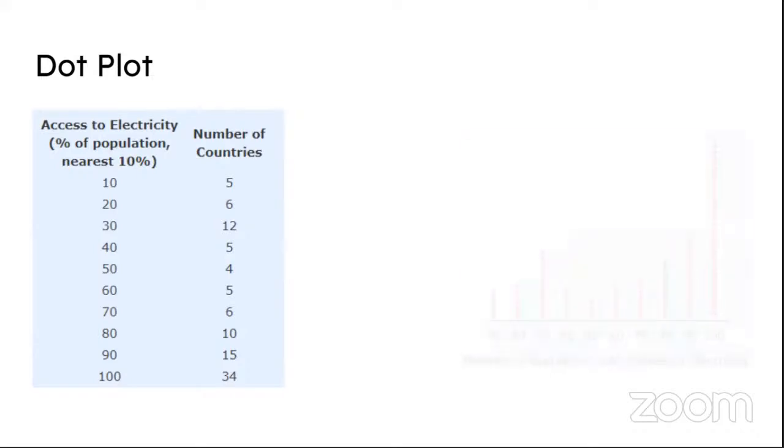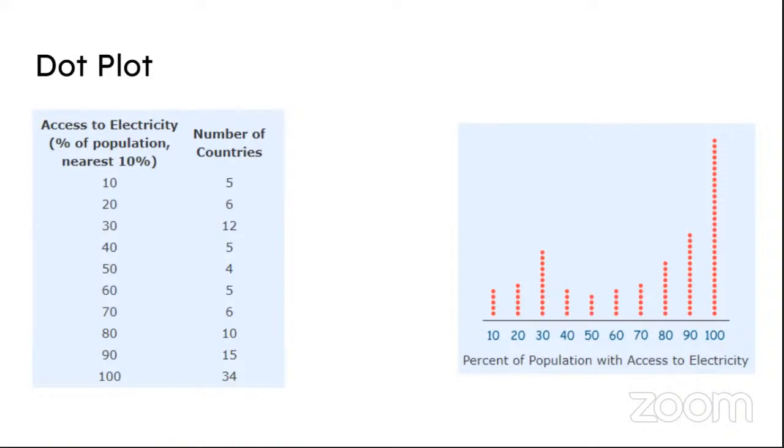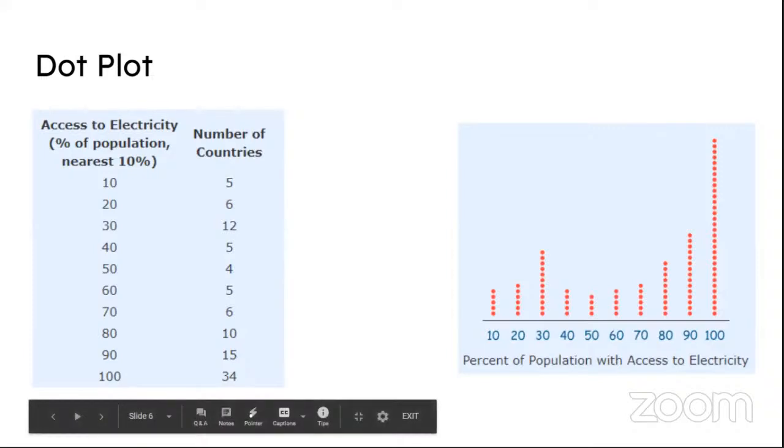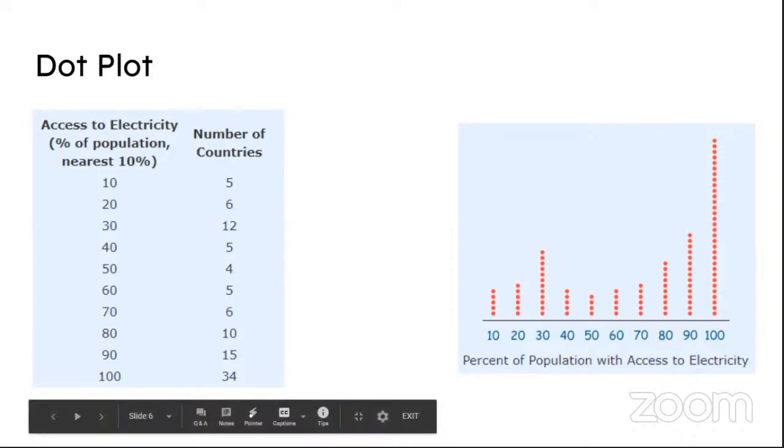Let's see what this looks like. Here you go. So 10% of the population with access to electricity, there's 1, 2, 3, 4, 5 countries. 20%, 1, 2, 3, 4, 5, 6 countries. So 50%, there's 1, 2, 3, 4 countries. So this is just a visual representation of this frequency table that you can easily look at and see. It's easy to tell way more countries have 100% than do countries with 50%, say.